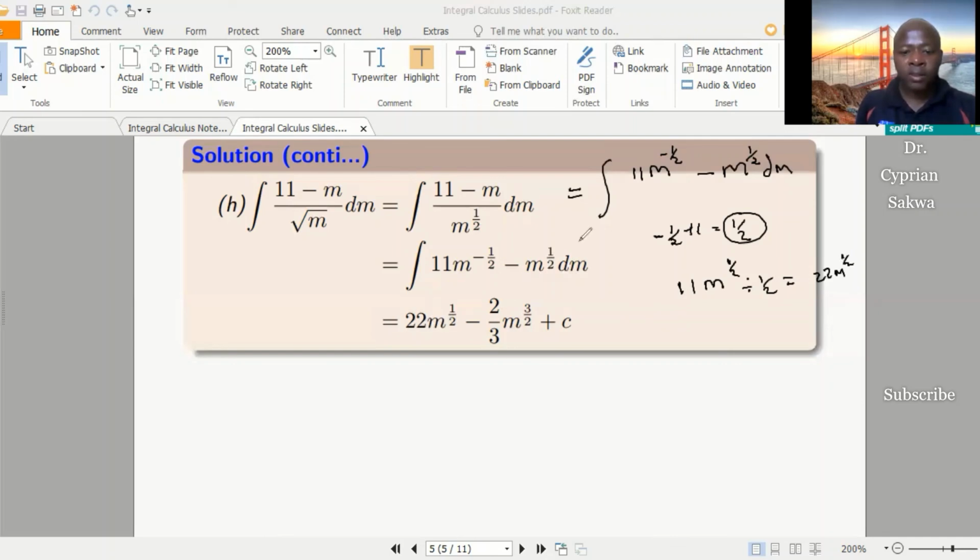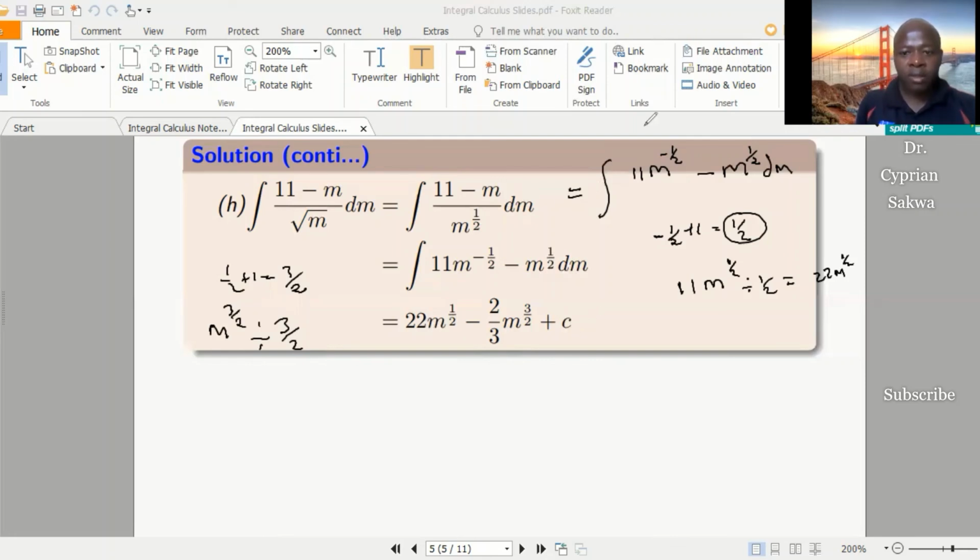That's what I have. And this other one, again, raise this one by 1. So it's a half plus 1. That gives you 3 out of 2. So the new power is 3 out of 2. And now when you divide the whole thing by 3 out of 2, it's the same as multiplying by 2 out of 3. That's what you have here. Then you add a constant of integration.